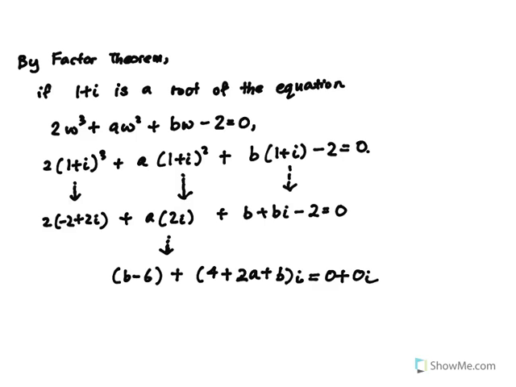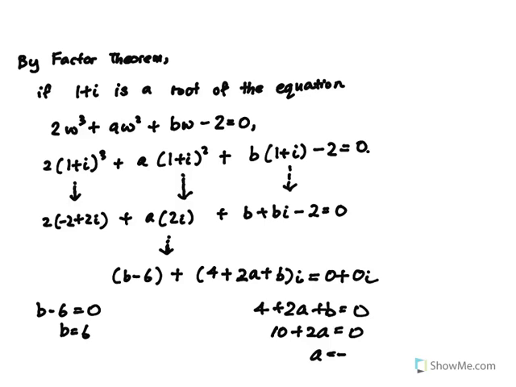If we compare the real parts, because it's equal to 0, the real part is 0 and the imaginary part is also 0. So comparing the real parts, b minus 6 equals 0, so b should be equal to 6. Comparing the imaginary parts, 4 plus 2a plus b equals 0. Since b is 6, you have 4 plus 6, which is 10, plus 2a equals 0, so a equals negative 5. With that, you have found a and b.